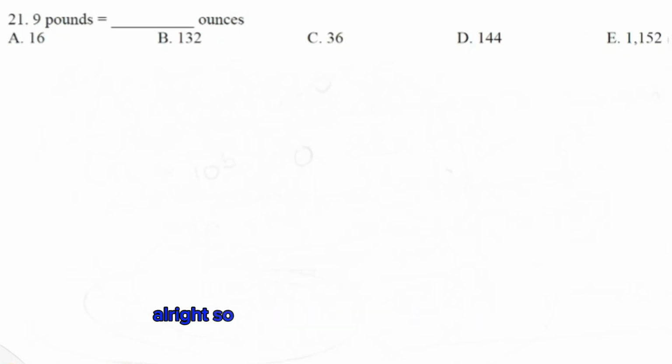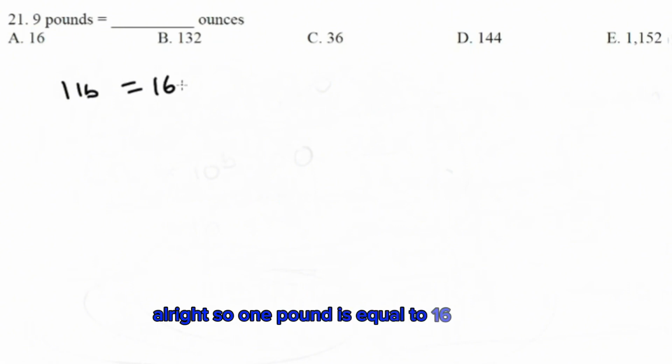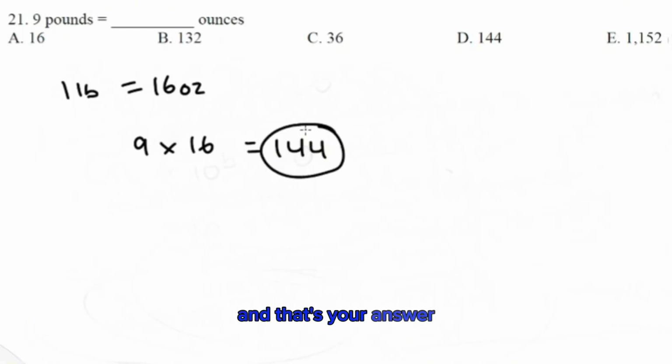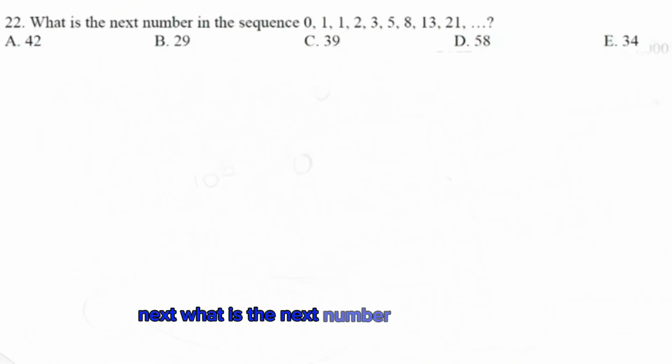Alright, so 1 pound is equal to 16 ounces. So that means all we're doing is 9 times 16. 9 times 16 is 144. And that's your answer. Next, what is the next number in the sequence?